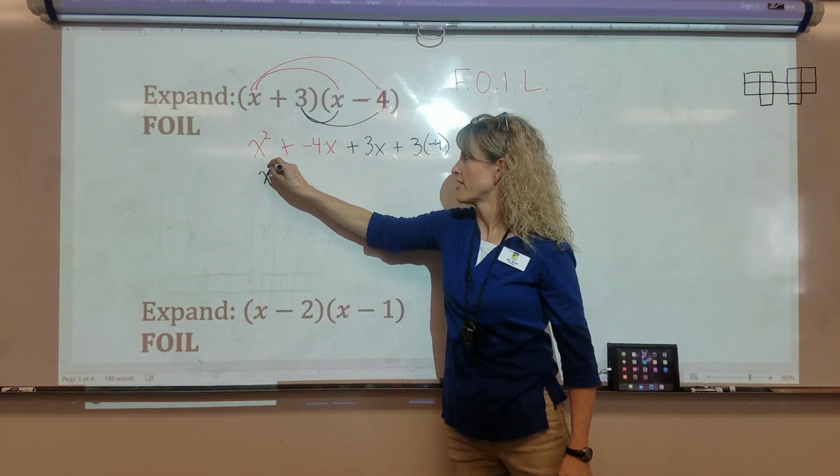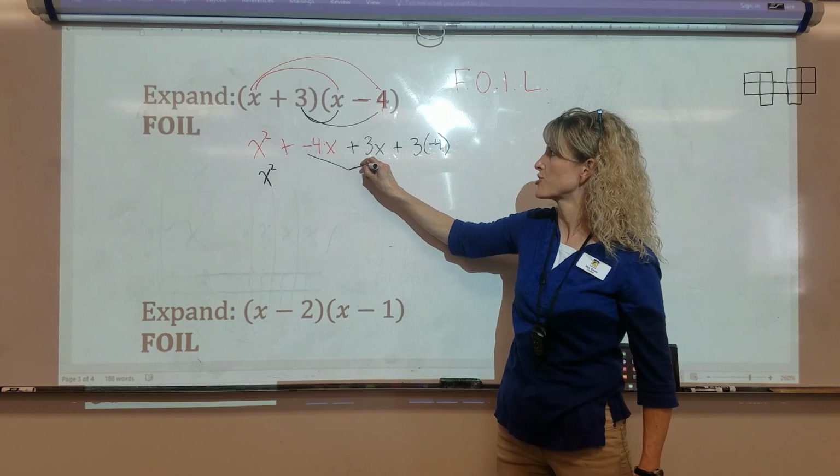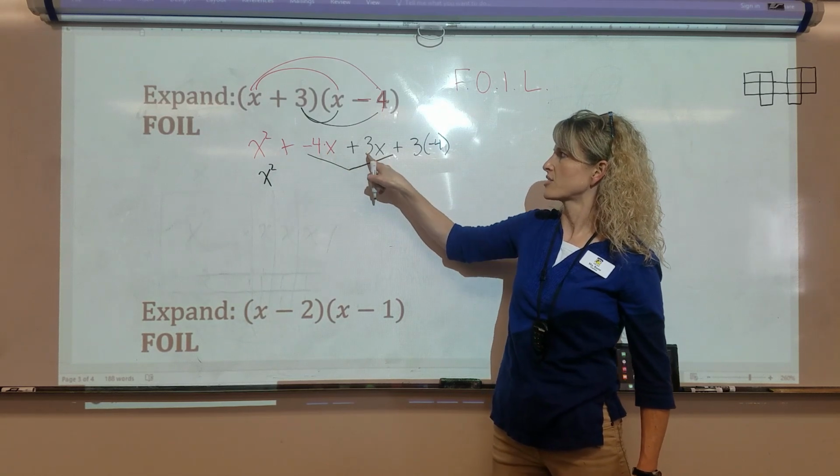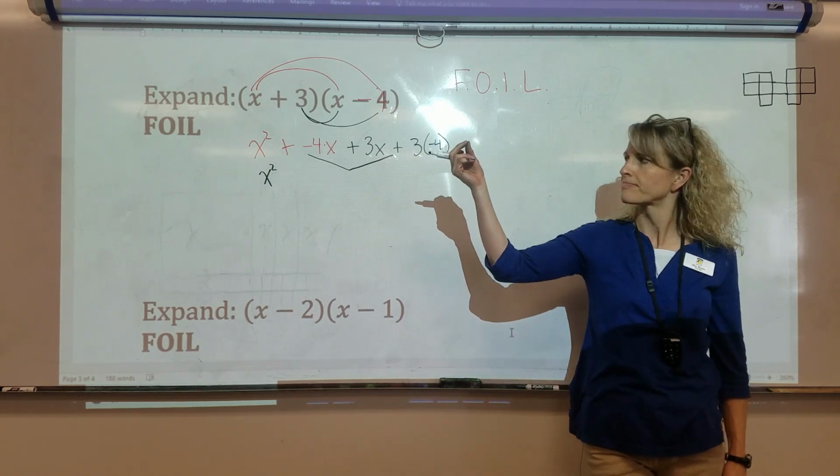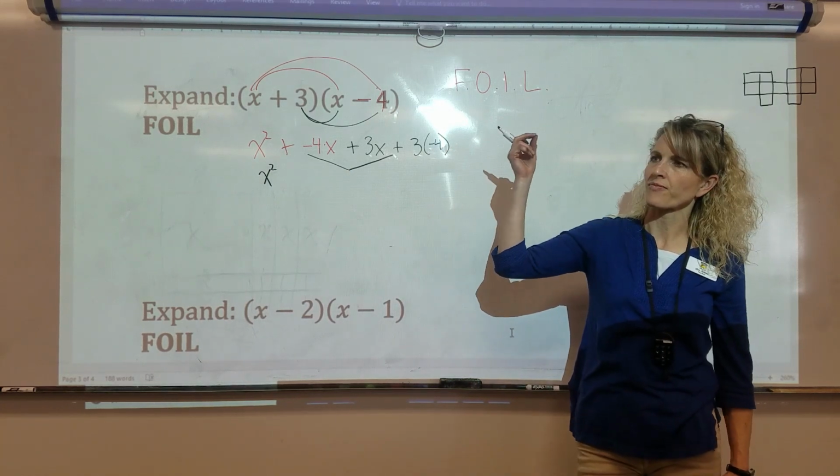So now I simplify. But my like terms are in the middle. Negative 4x plus 3x. How many x's do I have? Think. Avery.